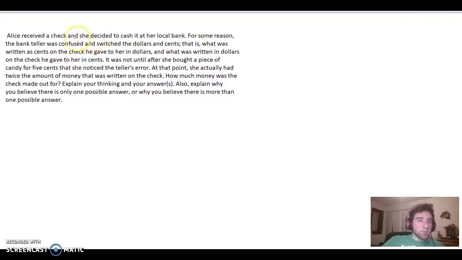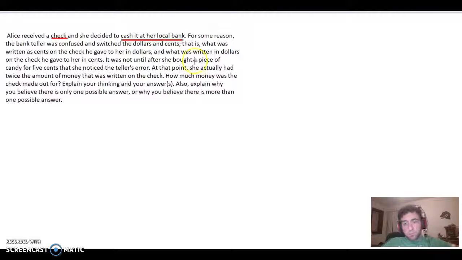It says Alice received a check and she decided to cash it at her local bank. Okay, so I think oftentimes in these sort of math word problems, the first sentence is just giving you a context. So the context is we have this person named Alice and she is cashing a check at her local bank.